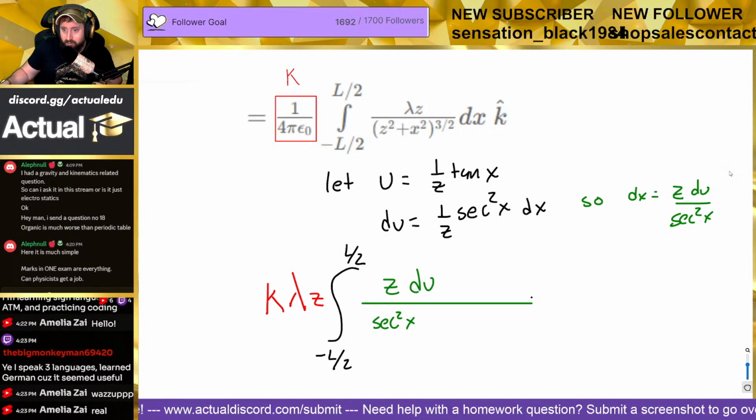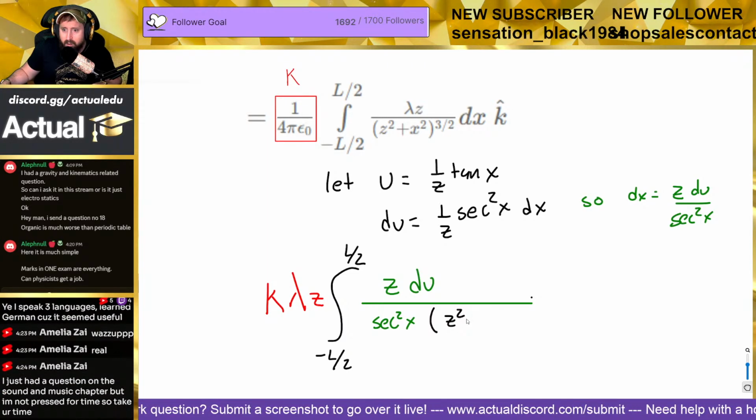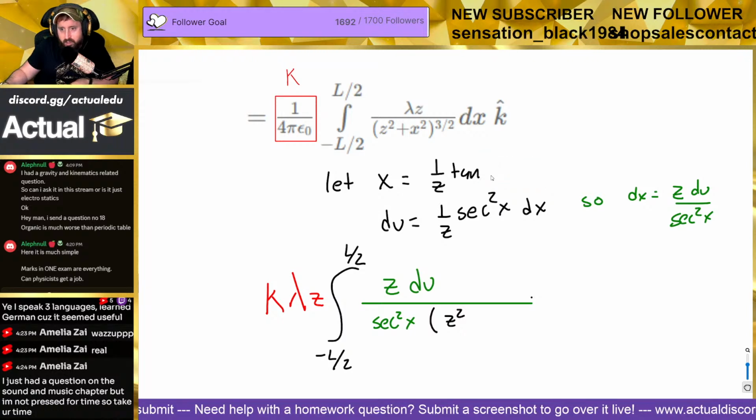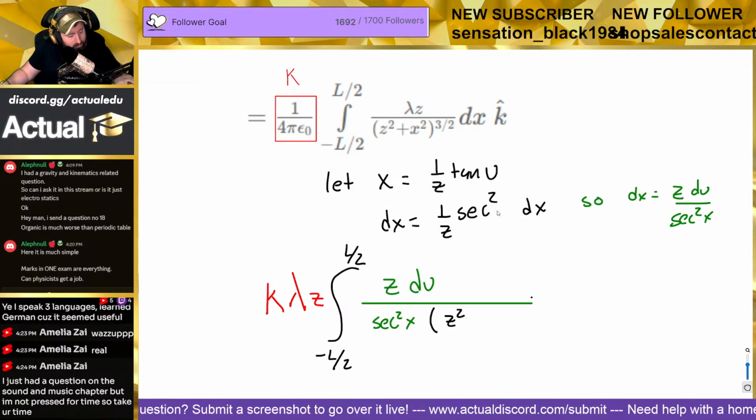Okay, so the dx gets replaced by z du secant squared x, and now this gets replaced with z squared. Oh no, sorry, I want x to equal 1 over z tangent of u. This is what I want to do. And then dx, sorry, I got this wrong. Bad.